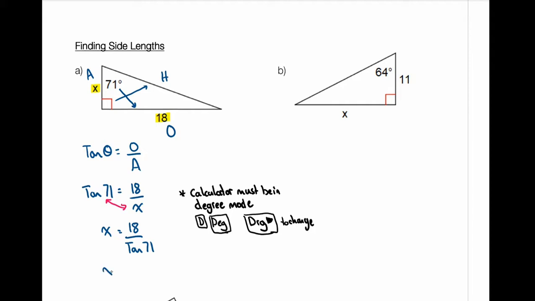So back to the solution, this now becomes one calculation. 18 divided by tan 71 gives us a length of 6.2. So that is our missing length.